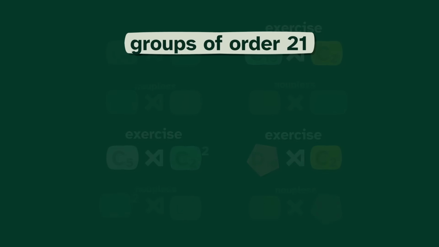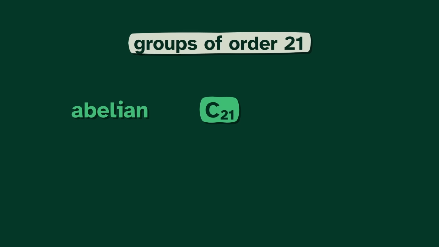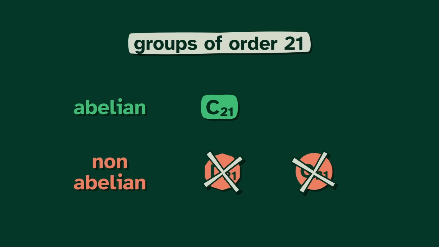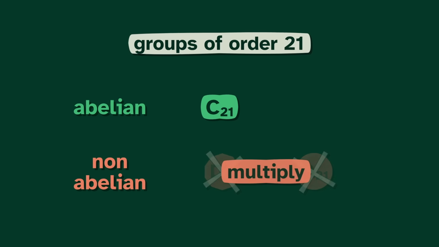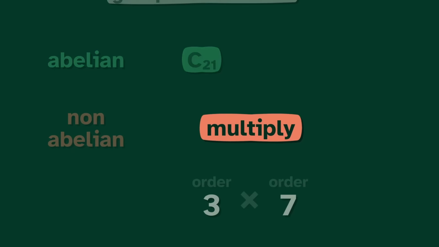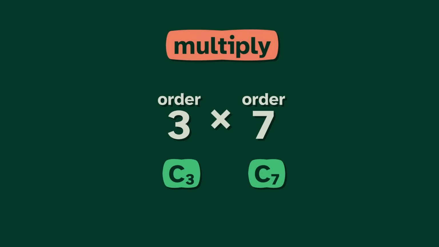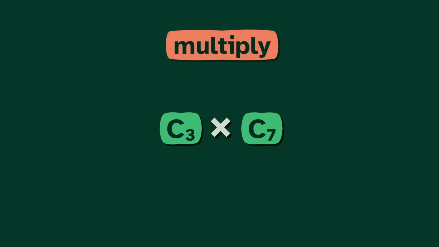It's time for order 21. We saw earlier that there is just one abelian group. What about non-abelian? 21 is odd, so we don't have D21 or Q21. Maybe we can multiply smaller groups. But that would have to be 3 times 7, and both are abelian. So the product would be abelian. Yeah. Okay, maybe there's a semi-direct product.